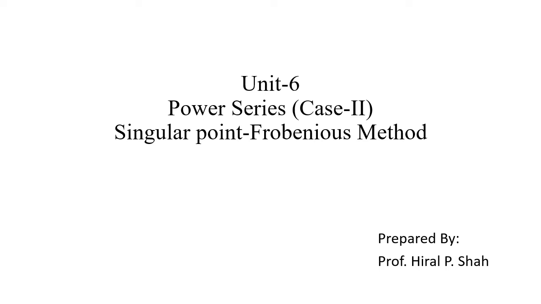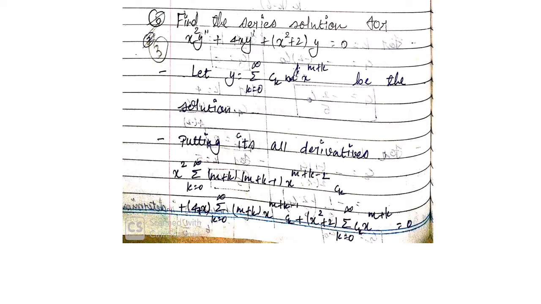Okay, now let's start with the next, third example, and here it is given: find the series solution, or else we can say find the singular points, or by using Frobenius method find the series solution of x square y double dash plus 4x y dash plus (x square plus 2) y equals to 0.